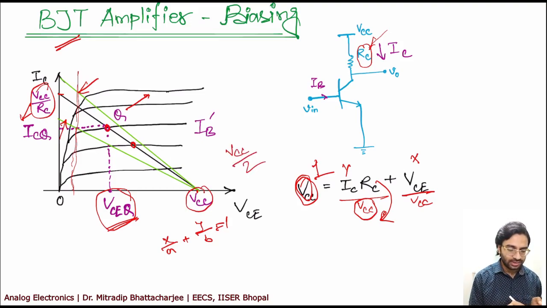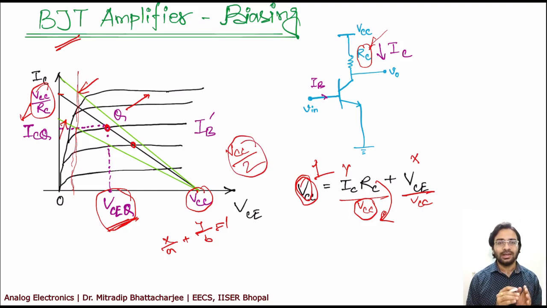You try to keep that VCQ nearby this point, VCC by 2. In that case, it's kind of a thumb rule, you can say. If you can do this, it is more or less, you don't need to take care of many things. Okay, it is more or less a safe value. So always people try to keep their operating point as half of VCC.